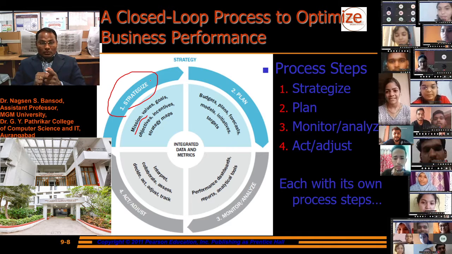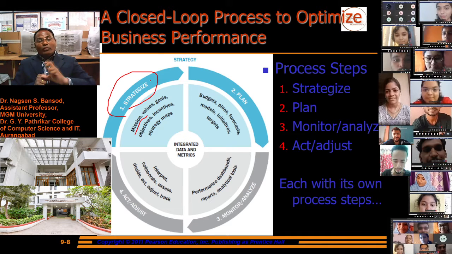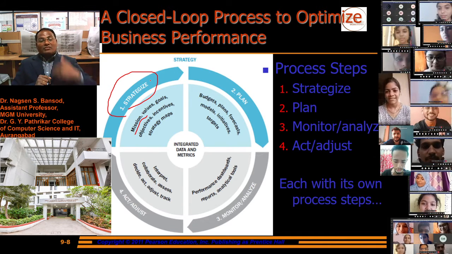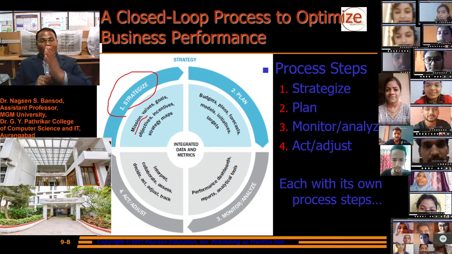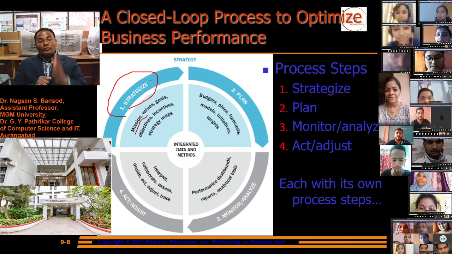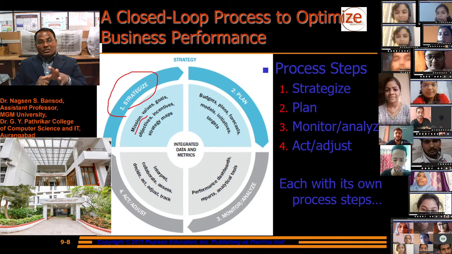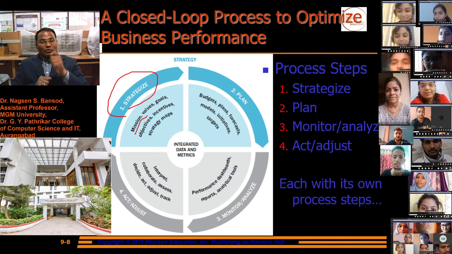Then goal: how much production we will do within the next few days, months, years. In the goal we have to decide to whom this product will reach.